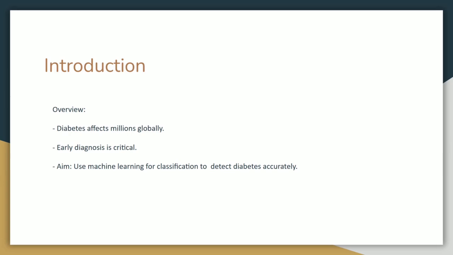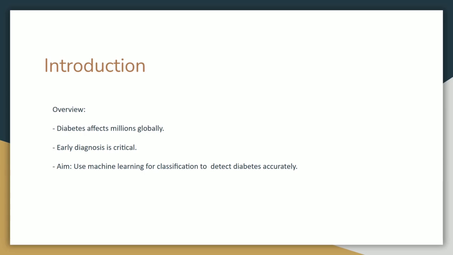The aim is to predict diabetes using a classification algorithm based on patient data. Specifically, we employed the K-Nearest Neighbors, or KNN, algorithm. The reason we chose KNN is because it's a simple and powerful classification method that works by comparing patient data to the data of others. The algorithm looks for patterns and similarities in clinical features like glucose levels, insulin levels, and age to classify whether a person is diabetic or non-diabetic.